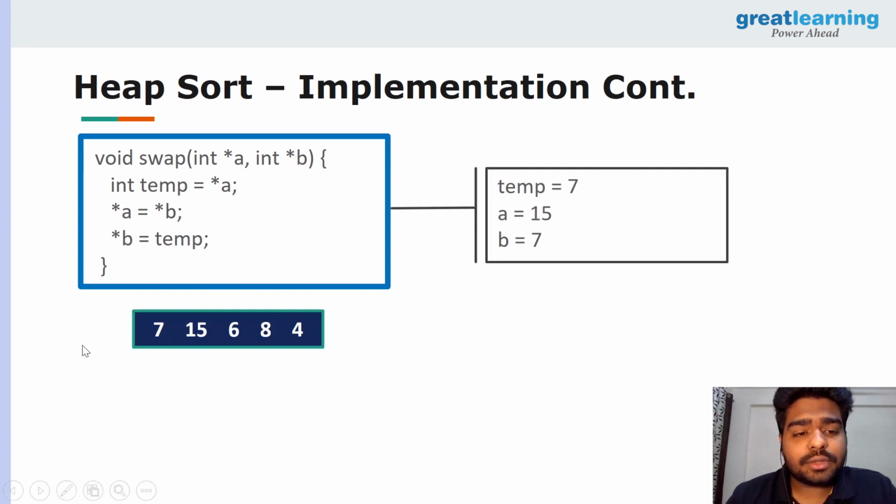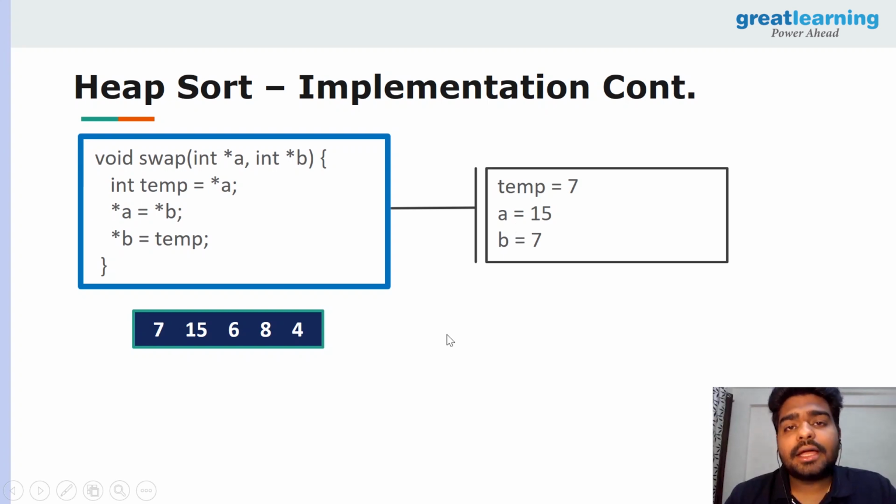If you see, these were the numbers 7, 15, 6, 8, 4. When we apply this formula, temp equal to A, temp will have the value 7 because A was 7. A equal to B means A will become 15 because B was 15, right? And then B equal to temp, because temp was 7, B becomes 7. Thus, A becomes 15 and B becomes 7.